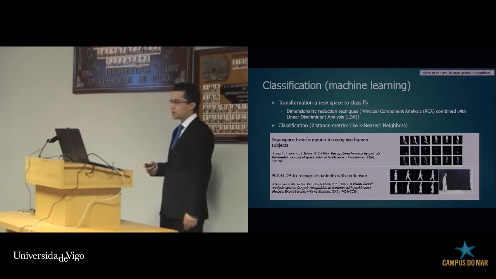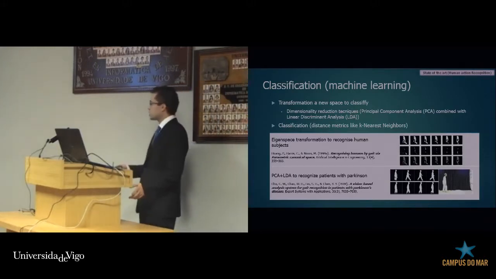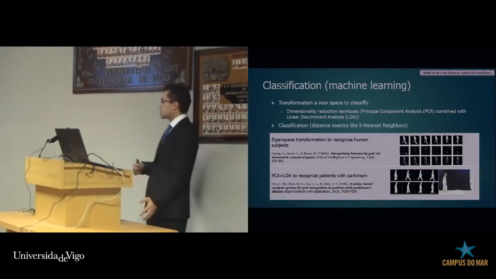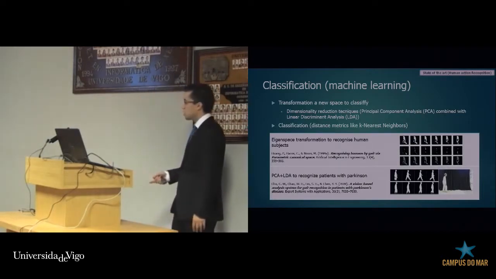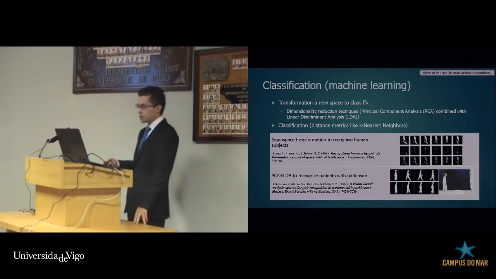Because you have to think that, for example, if we have one image with 128 pixels for width and for height, you have more or less 16,000 pixels of information. And if you have a lot of image sequences, you have a very big space. So this is the reason you use dimensionality reduction techniques: to work better in real time. We are going to talk about that before.